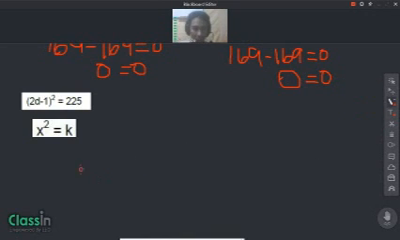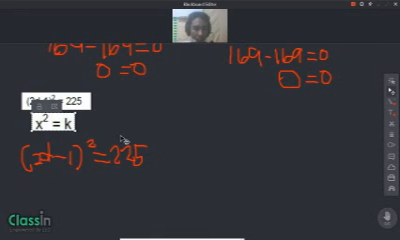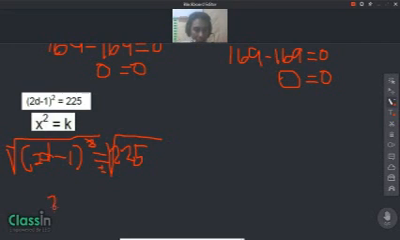Okay, we will rewrite our equation. Now we are going to extract the square root of both sides of the equation. So we will extract the square root here and also here. So it is positive or negative. So cancel the exponent, and what is left now is 2d minus 1 equals positive or negative square root of 225.